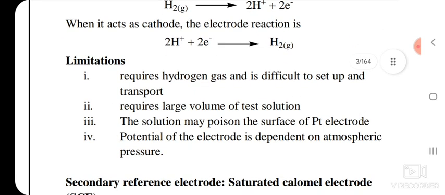Limitations. It requires hydrogen gas and is difficult to set up and transport. It requires a large volume of test solution. The solution may poison the surface of the platinum electrode. Potential of the electrode is dependent on atmospheric pressure.